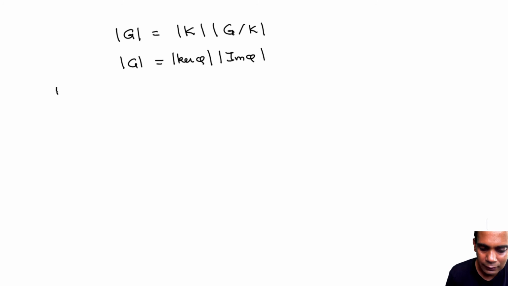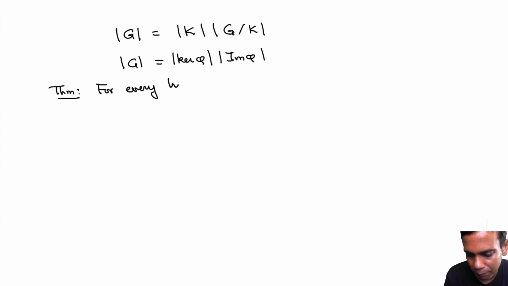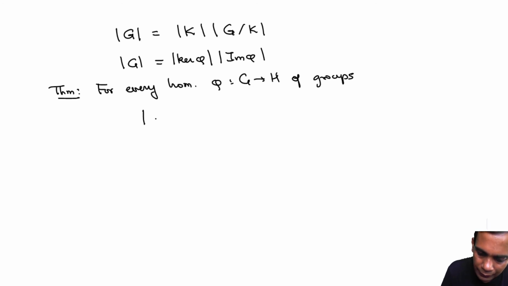You can write it as a theorem: for every homomorphism phi from G to H of groups, the cardinality of G is equal to the cardinality of kernel phi times the cardinality of the image of phi.